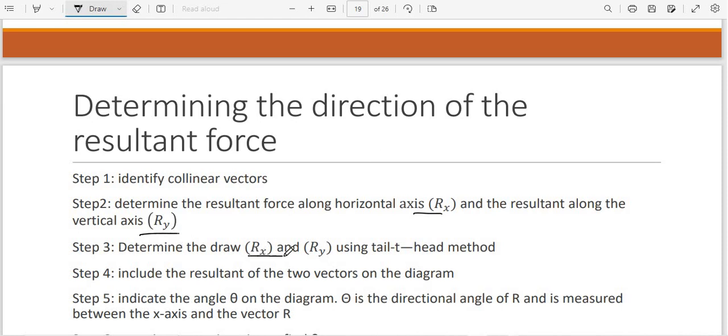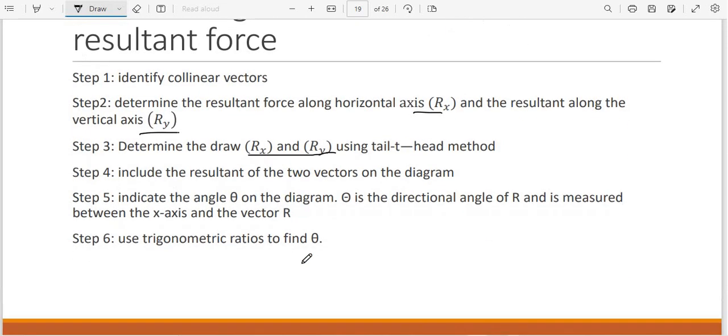You're going to draw the Rx and Ry using the tail to head method. And on that diagram, you are going to include the resultant vector R. Remember, resultant is from the tail of the first vector drawn to the head of the last vector drawn. Once you are done drawing R, you are going to indicate the direction of R. The direction of R, you can use an angle like theta to indicate it.